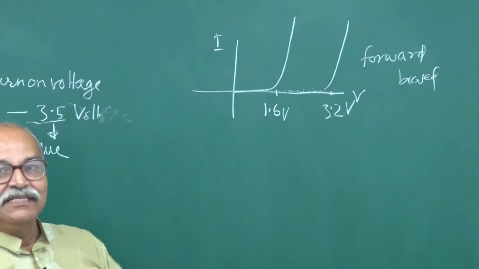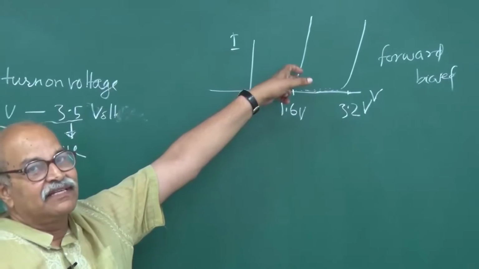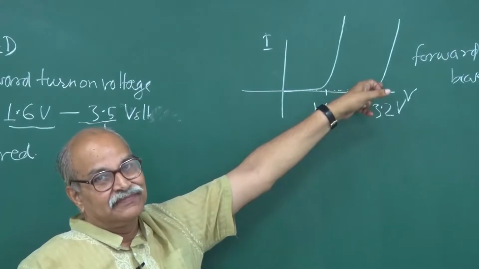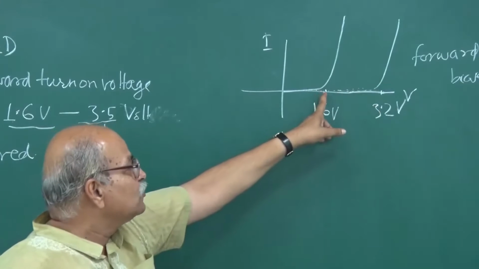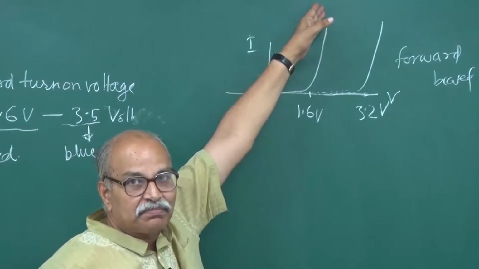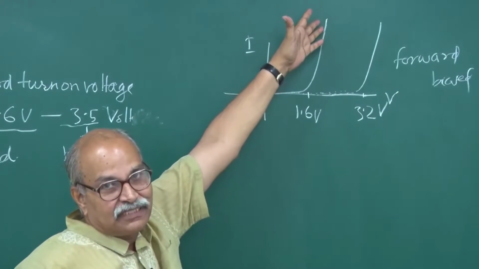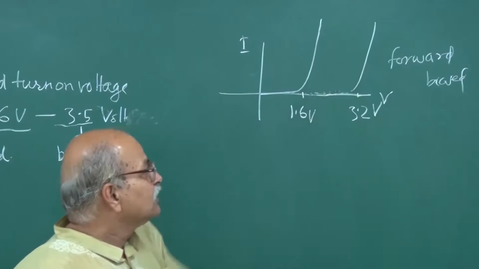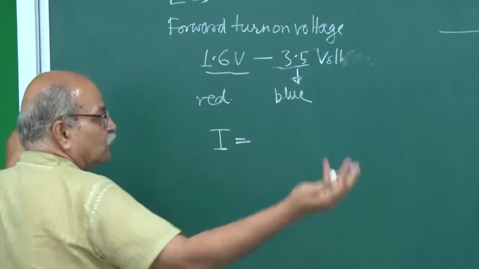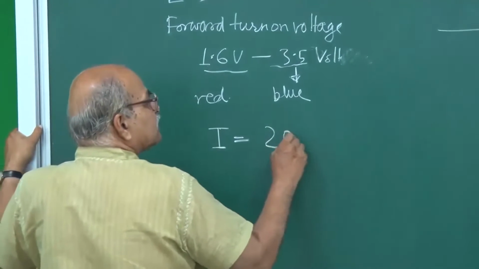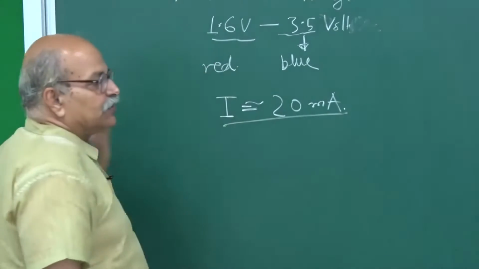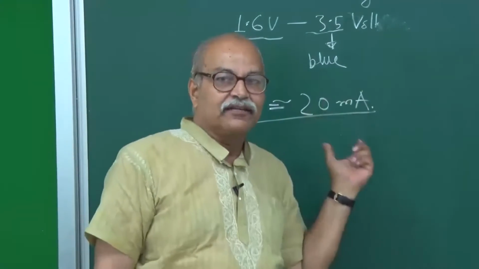You can very easily make out that this IV characteristic curve is for red and this is for blue. But if you try to increase the voltage on this LED, the current will suddenly shoot up, and that is not good for the LED. So one has to keep this in mind. Typically, the current which can go through these LEDs without damaging is around 20 milliamperes or so. So when you are connecting an LED in a circuit, take care of this.